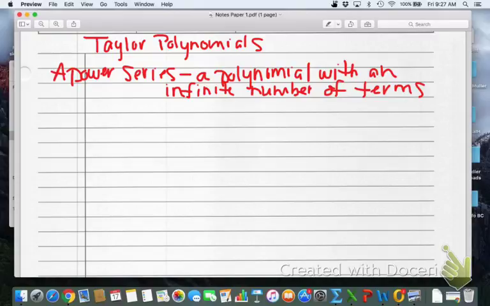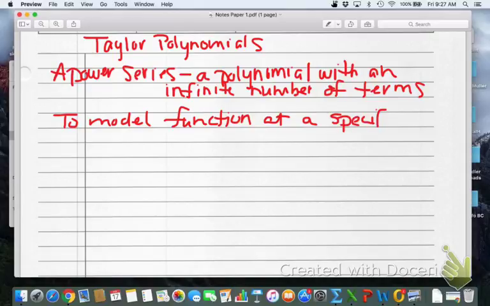And what we're going to do with our Taylor polynomial, and the purpose of the Taylor polynomial, is to model functions at a specific chosen x value.